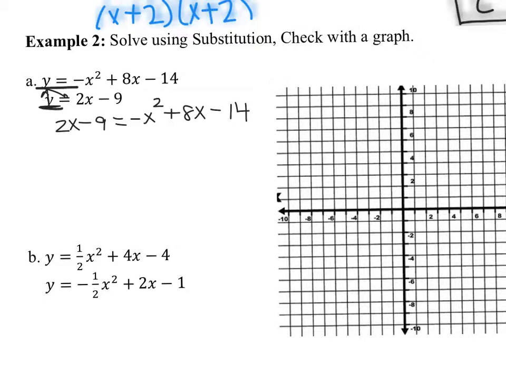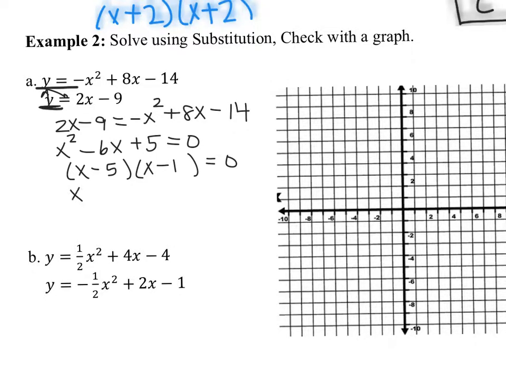So I'm going to add x squared to the other side, subtract 8x, and add 14. I get x squared minus 6x plus 5. So now to solve, I'm going to factor for x. So I have negative 5 and negative 1. So x is 5 and x is 1. So now I have 2 solutions for x.